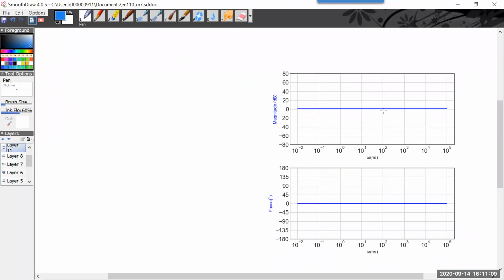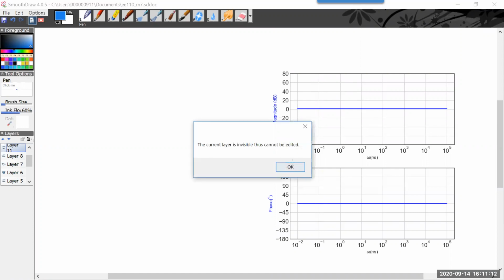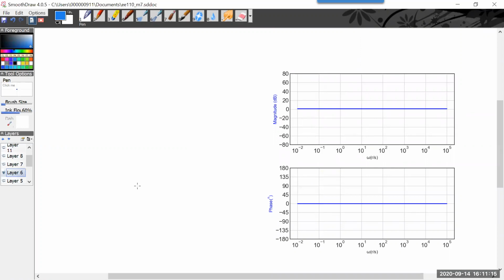So the area of interest is 100, right? And so down here it's 100. It's a tenth of that and 100th of that. So we come here, here, here, and it was 20 dB.